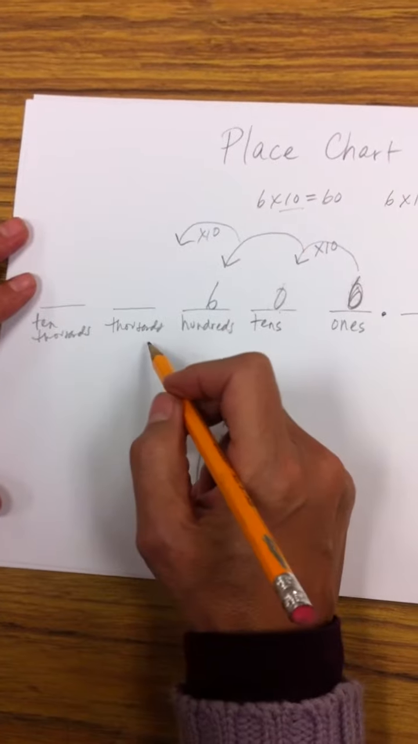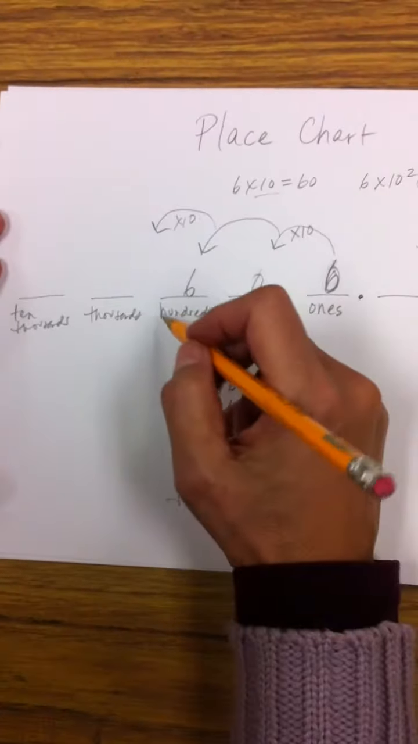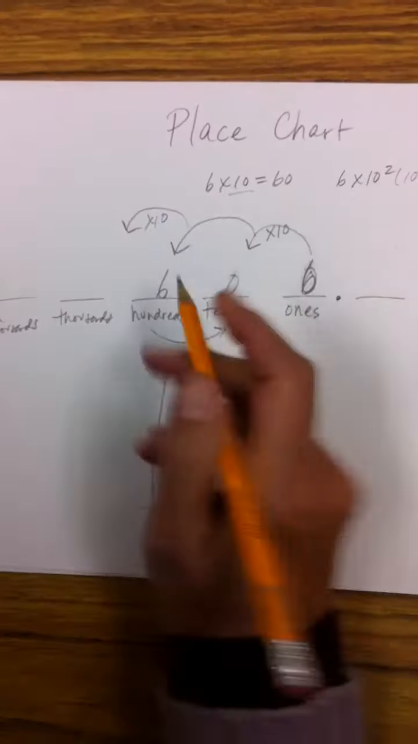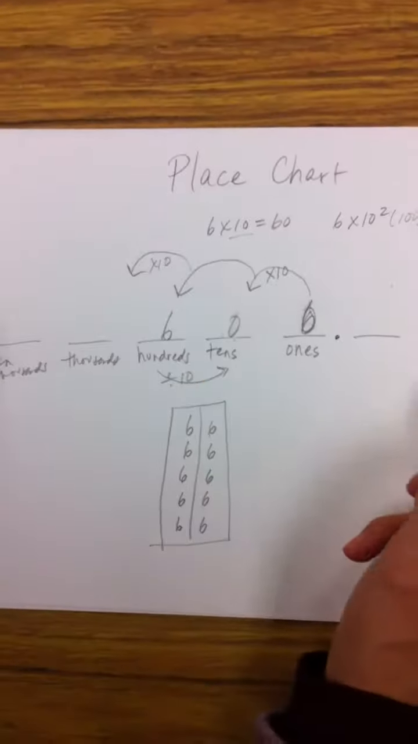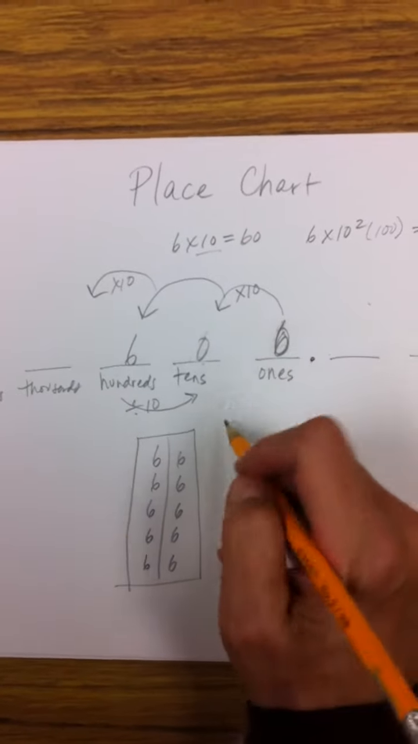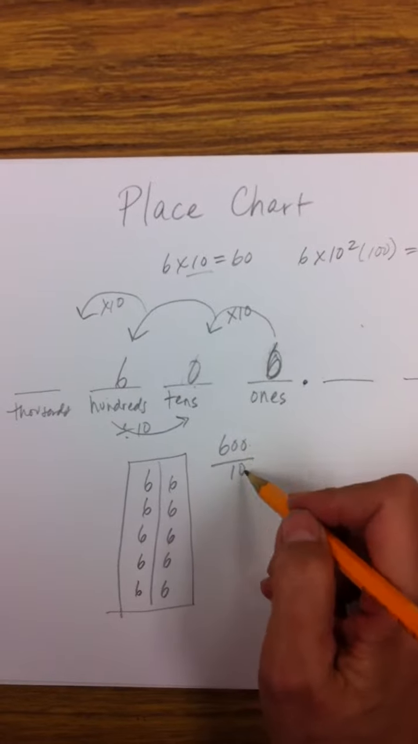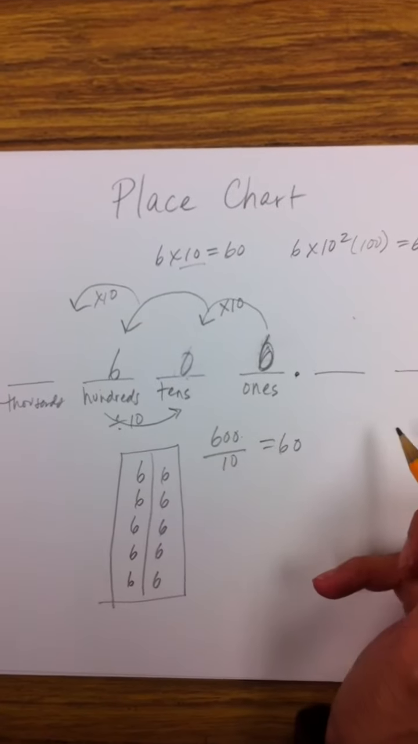The inverse of that would be dividing by 10, and when you divide by 10, you go back in place to the right now. So we're going to call this divide by 10. So 600 divided by 10, we're going to write it this way, folks. 600 divided by 10 is now 60.